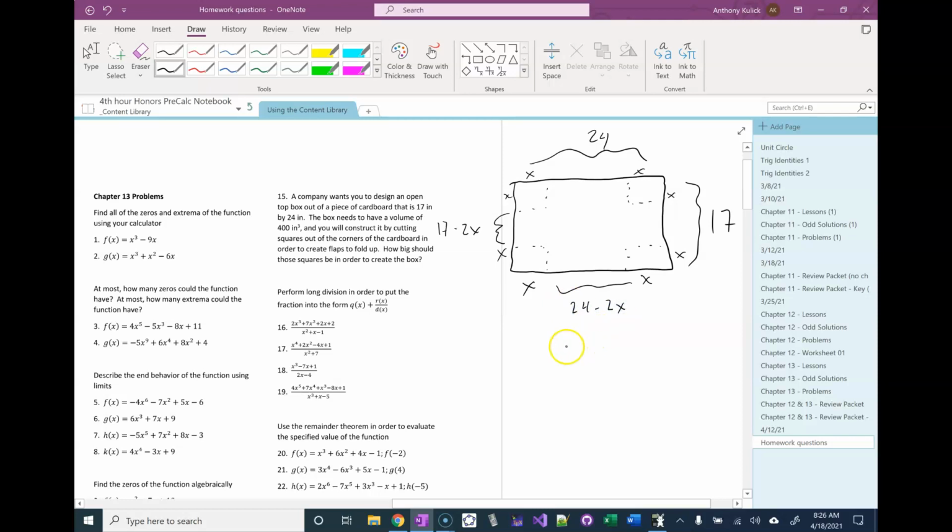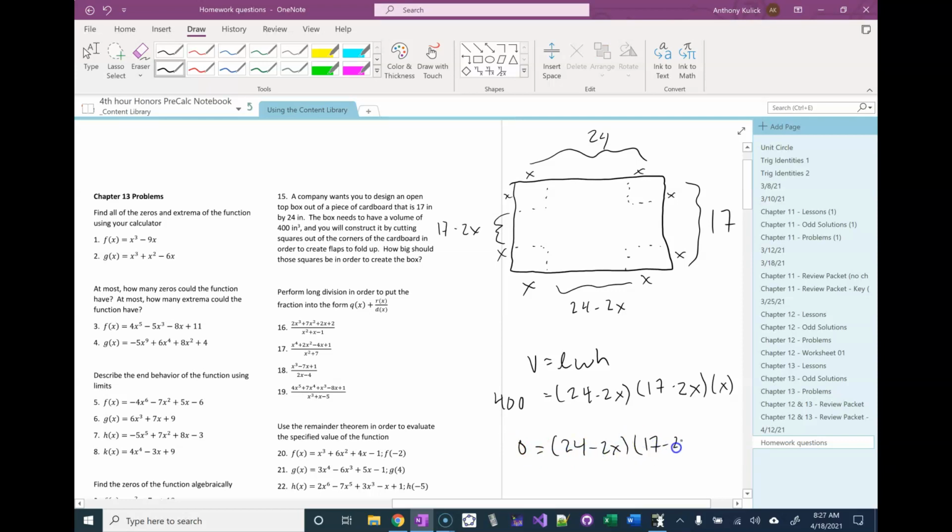So when we fold this box up, its length is 24 minus 2x, its width is 17 minus 2x, and its height is x, and we need that to be 400. So I'm going to do this on my calculator. I'm going to start here by subtracting the 400 from both sides.